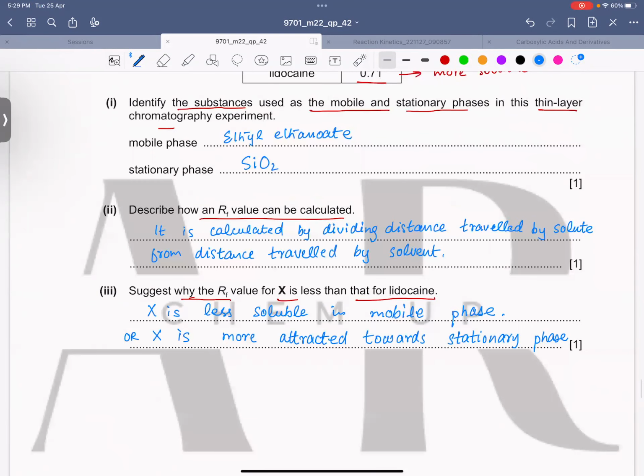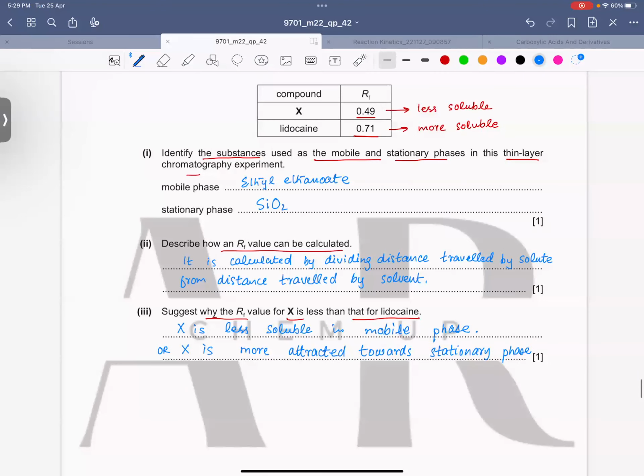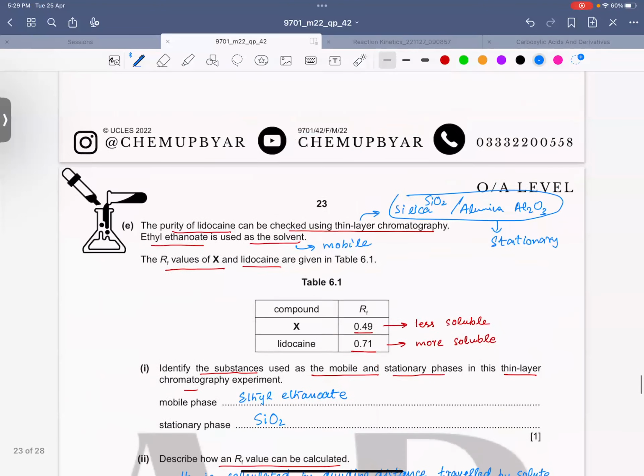Yes, it's obviously because these are the polar ones. So X would be more polar. That's why.